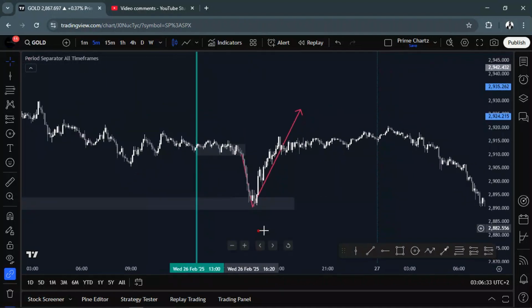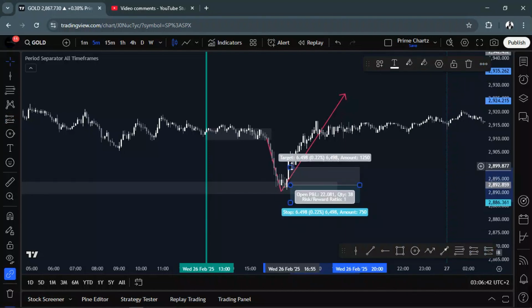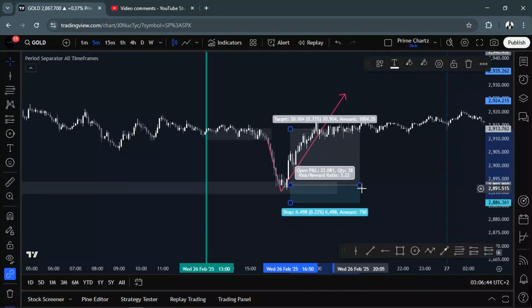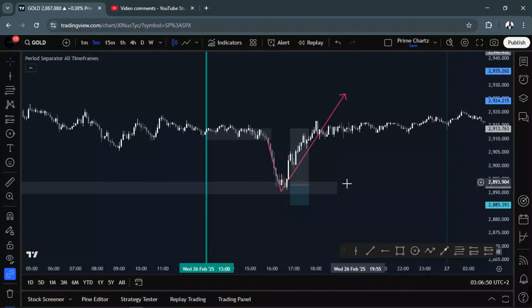So meaning that when price reaches this level, we can anticipate that price will reject one more time. Price will reject once again from this support level, pushing price to the upside, right? And as we can see right here, price went all the way to the upside.